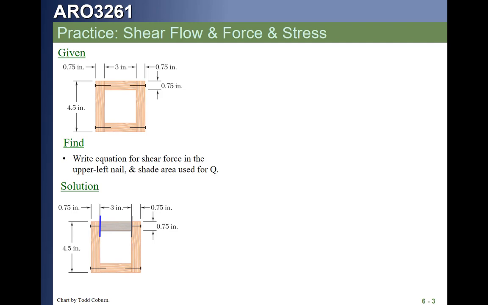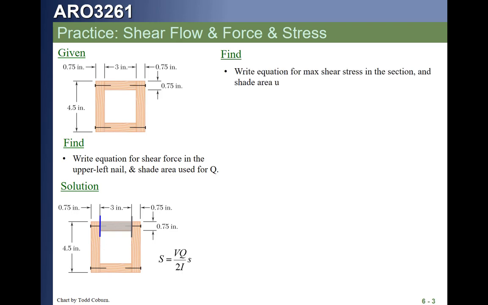So we use the Q for this area and apply it to our equation. VQ over I is our shear flow, and times the spacing is the force per nail, but you can see that shear flow now has two paths. So it's VQ over I times S over 2, since there are two paths for that shear flow, and that gives us the shear force per nail.